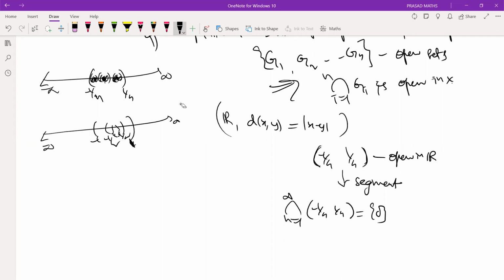So, 0 is not open. Why? Because 0 is not an interior point of the set {0}. I can never adjust a neighborhood which is inside the set. Therefore, it's not open. Therefore, arbitrary intersection of open sets may not be open.